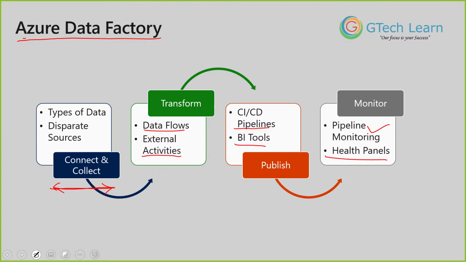So we talk about these major functionalities out there. Whenever we talk about introducing Azure Data Factory, we talk about it in a sequential manner. Number one, we connect and collect the data from various data sources. Then we do the transformation approach by introducing data flows, control flows, and some of the external activities. Then we talk about publishing those changes, publishing my pipelines, and working with my BI tools.